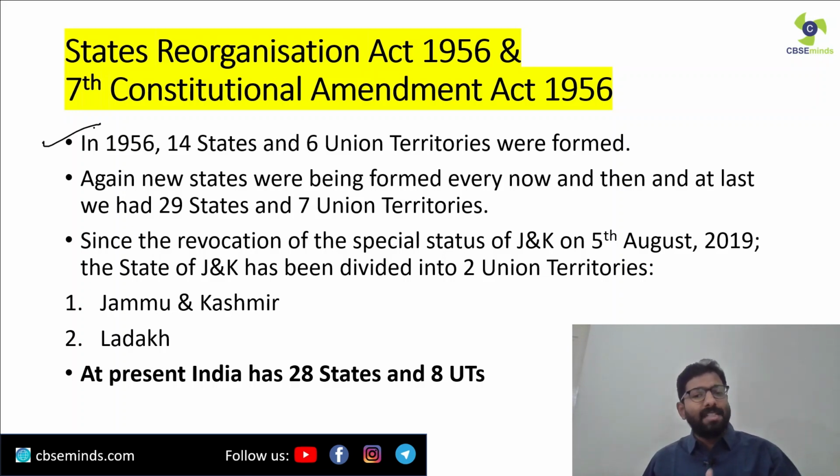But that was not the end of it. Again there were certain changes, like in the case of Jammu and Kashmir, the state of Jammu and Kashmir was made a union territory, clear? The special status of Jammu and Kashmir was revoked, clear? And the complete state, the entire state was divided into 2 union territories, and the 2 union territories are named as number 1 Jammu and Kashmir, number 2 Ladakh. So at present we are having 28 states and 8 union territories.